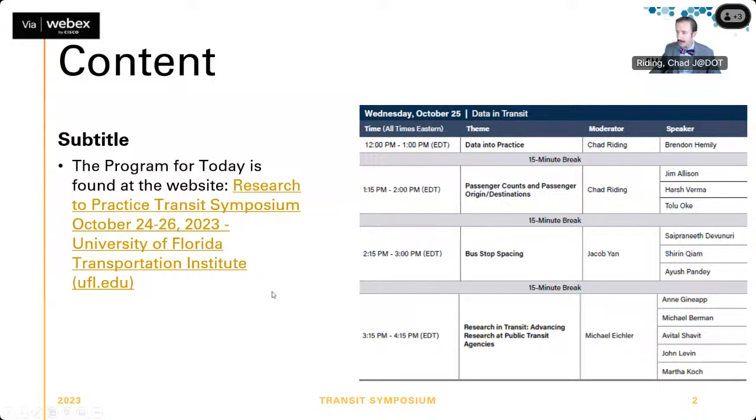As you can see from the schedule for today, we have the opening session with Dr. Brendan Hemley, who is Senior Advisor at the University of Toronto. Following that, there will be a 15-minute break, and then a session on passenger counts and passenger origin/destination. I will be moderating that session as well. There'll be another 15-minute break, followed by a session on bus stop spacing, moderated by Dr. Jacob Yan at the University of Florida. There'll be another 15-minute break, and we will end with a session on research in transit, advancing research at public transit agencies. And that will be moderated by Michael Eichler.